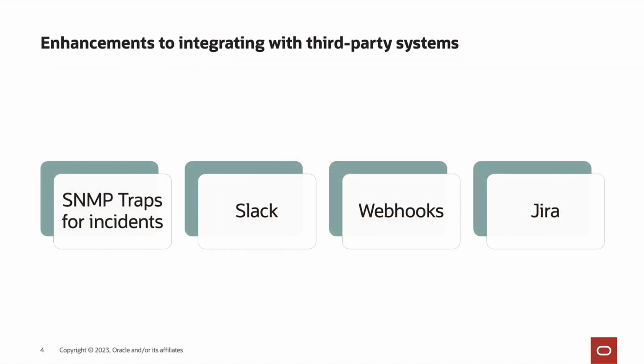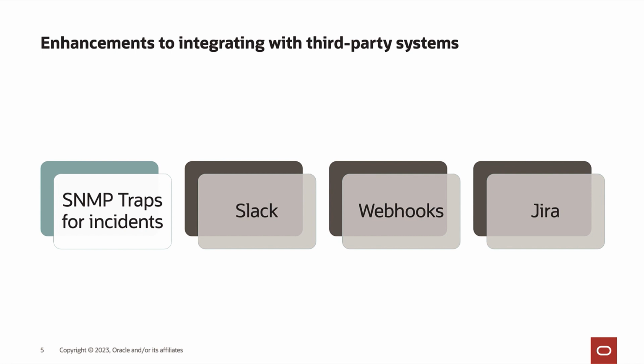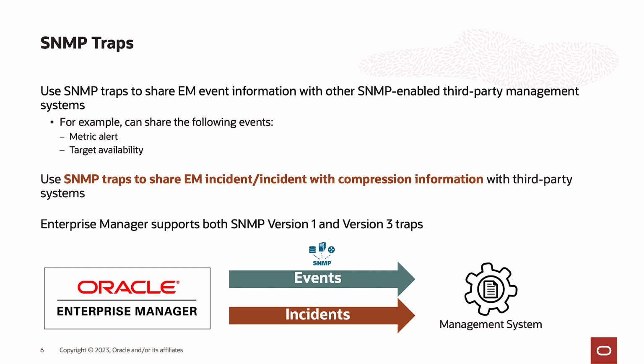Now let's do a deeper dive of our latest enhancements to integrate with third-party systems. To begin, let's start with SNMP traps for incidents. Enterprise Manager supports sharing event information with third-party management systems through SNMP traps. For example, you can use SNMP traps to share event information for metric threshold violations. In the near future, we will also support using SNMP traps to share incidents with the third-party management systems.